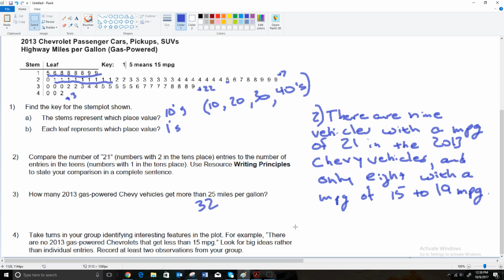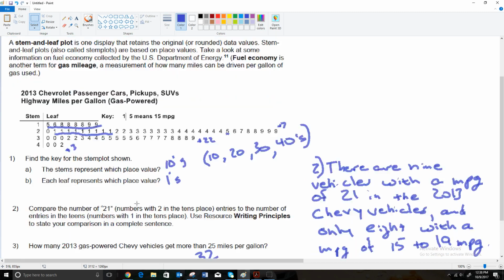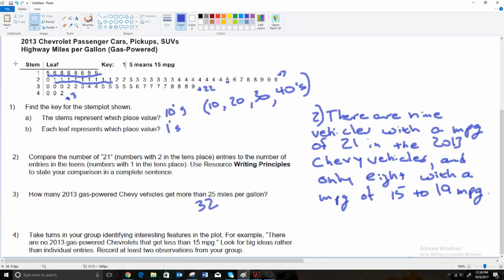Okay, and then the last question that's asked here is that we're to take turns in your group identifying interesting features in the plot. One thing they give for example is there's no 2013 gas-powered Chevys that get less than 15 miles per gallon. And we're supposed to look for some big ideas rather than individual things. Record at least 2 observations. So I'll just go back here and I'll mention some things that groups have said or that we've noticed in class before.